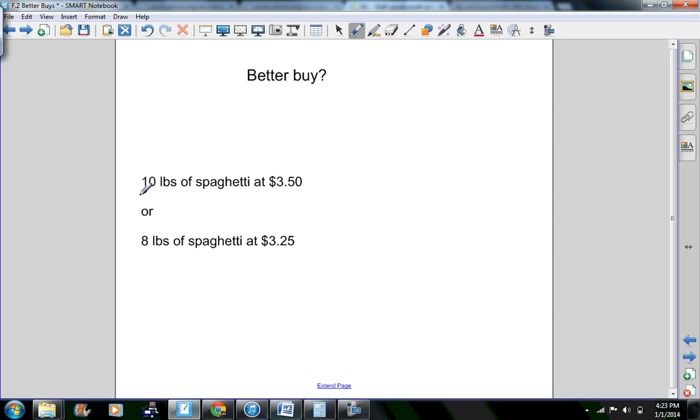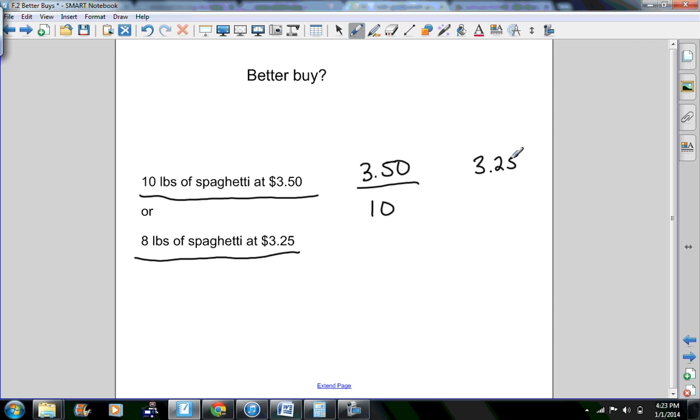So we have two examples. We have 10 pounds of spaghetti at $3.50. And we have 8 pounds of spaghetti at $3.25. So our options are pounds per dollar or dollars per pound. We've done this one before. We know dollars goes on top, pounds goes on bottom. So we have $3.50 over 10 pounds, and we have $3.25 over 8 pounds.